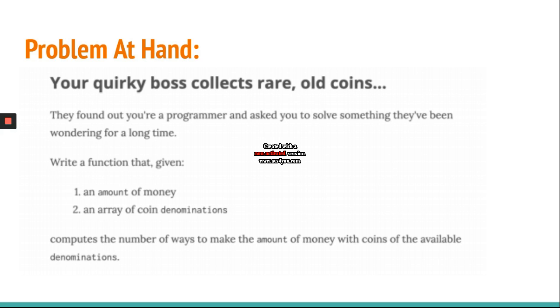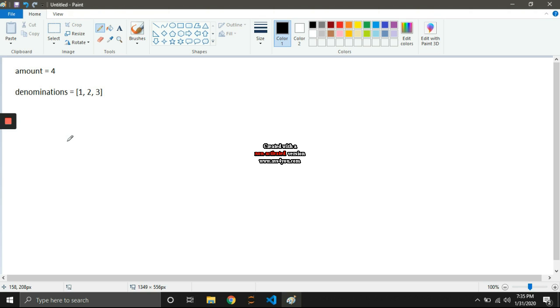So we're going to write a function that, given one, an amount of money, and two, an array of coin denominations, computes the number of ways to make the amount of money with coins of the available denominations. Let's look at an example here. We are given an amount of 4, and the denominations of coins are 1, 2, and 3. Essentially, we want to figure out how many combinations will make up 4 cents. So taking these 3 coins, how many combinations of those 3 coins will make up, let's say, 4 cents. We'll call them cents. So let's write this one out and find some patterns here.